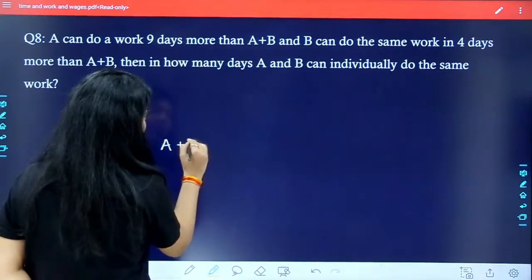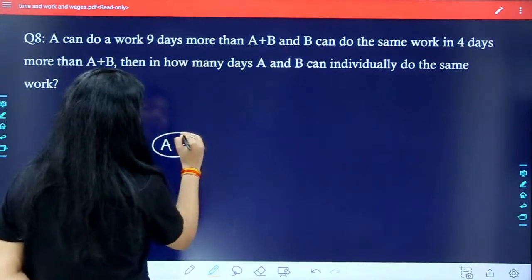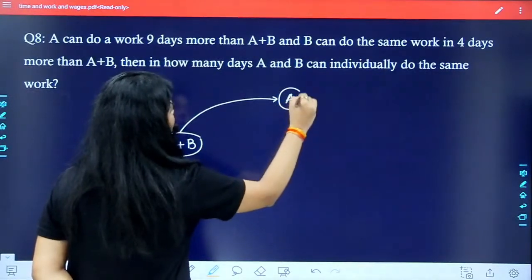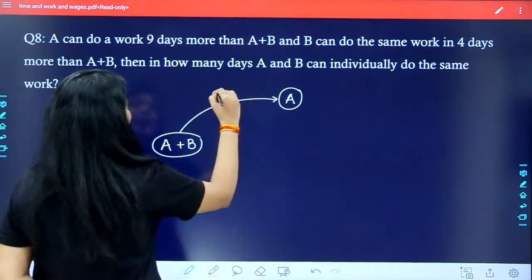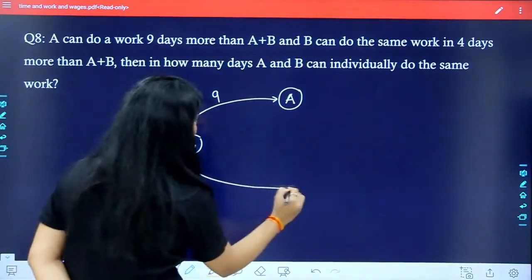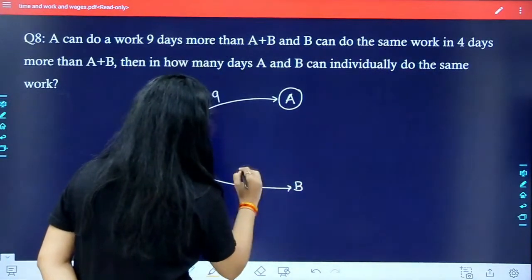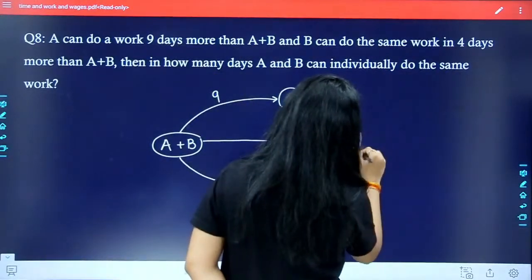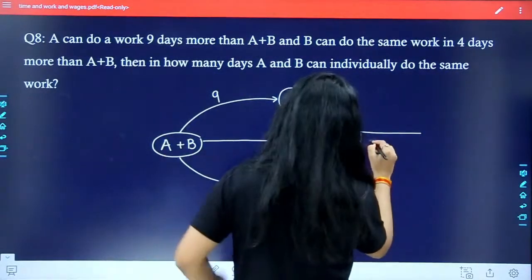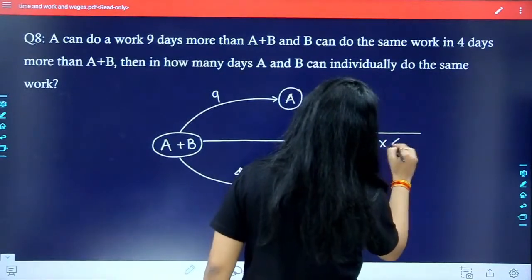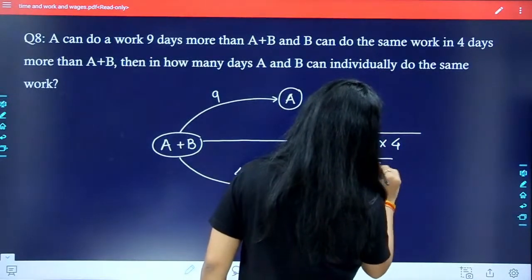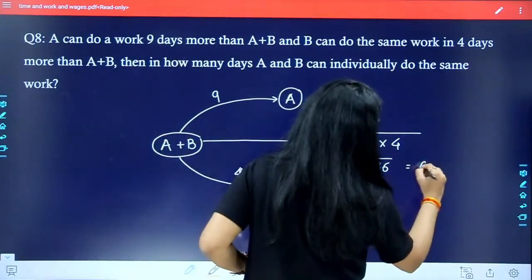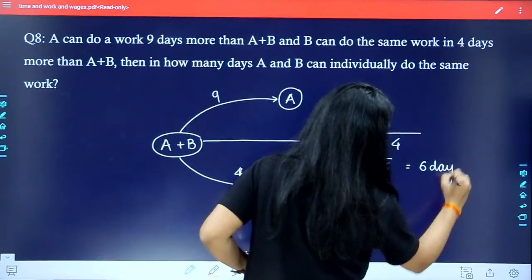First we have to find out the time taken by A and B together. It is given that to do the same task, A will take 9 days more and similarly B will take 4 days more, right? So from this I can easily calculate the time taken by A and B, that is equal to 9 into 4, that is nothing but 36. That means the time taken by A and B together is 6 days, right?